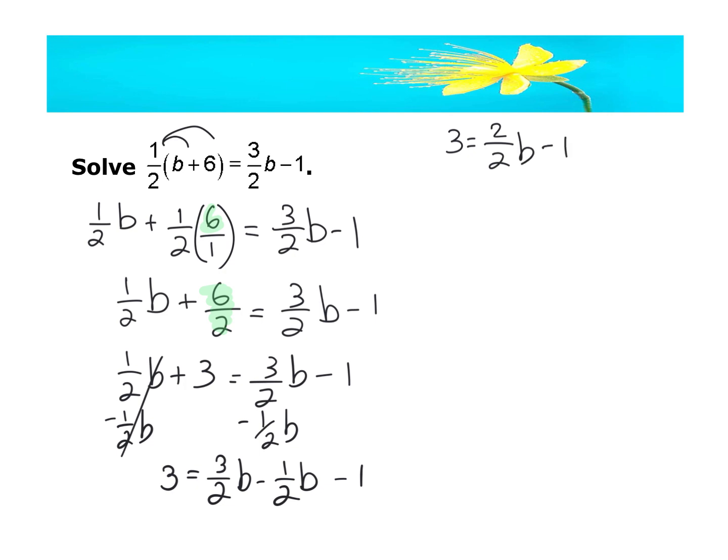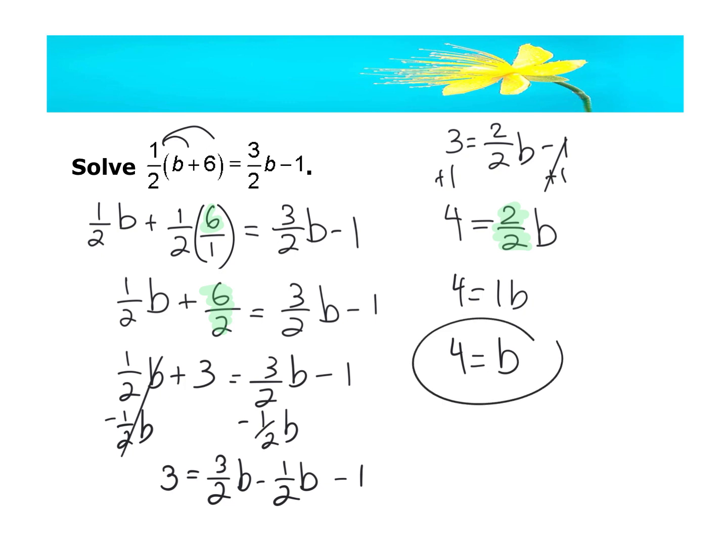minus 1. Now the next step I will do is add this 1 to both sides, which is going to give me 4 is equal to 2 over 2b. If you guys notice, this 2 over 2 simplifies to 1. So I'm just going to go ahead and write 4 is equal to 1b. And because it's a 1 in front of the variable, you can just write 4 is equal to b. And that would be your answer.